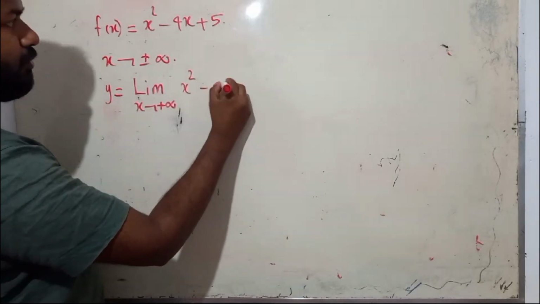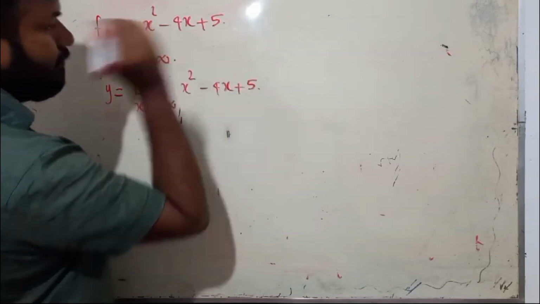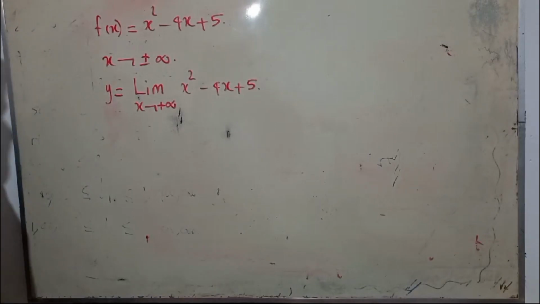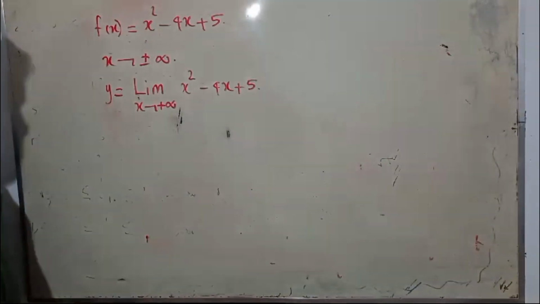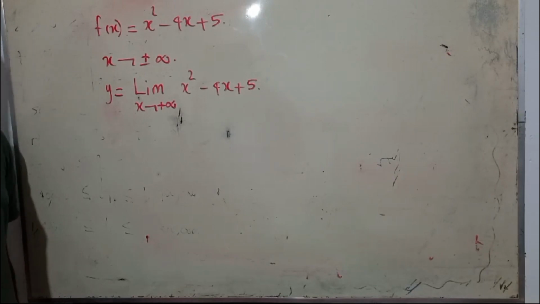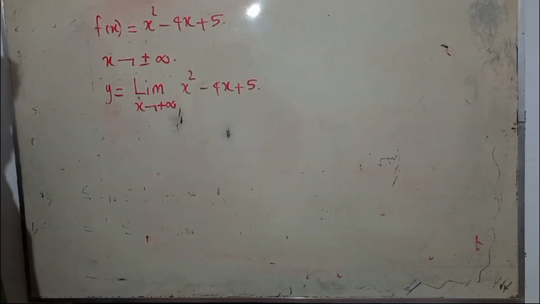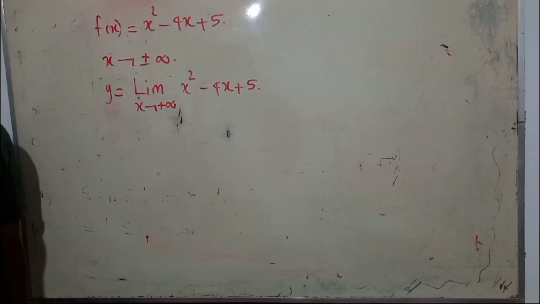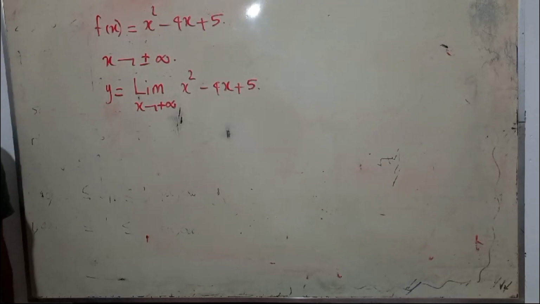x squared minus 4x plus 5. What happens when x goes to infinity? Will this function have a finite number or an infinite number? We're going to check that one. I hope you have a basic knowledge in limits. If you don't, it's better to study some limits and come back to this one.